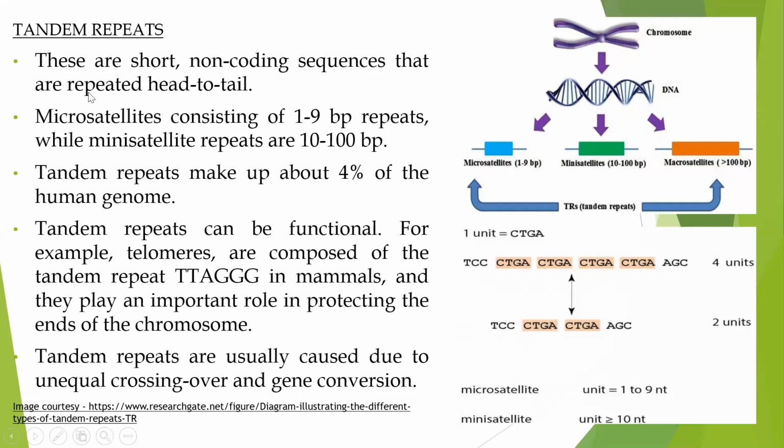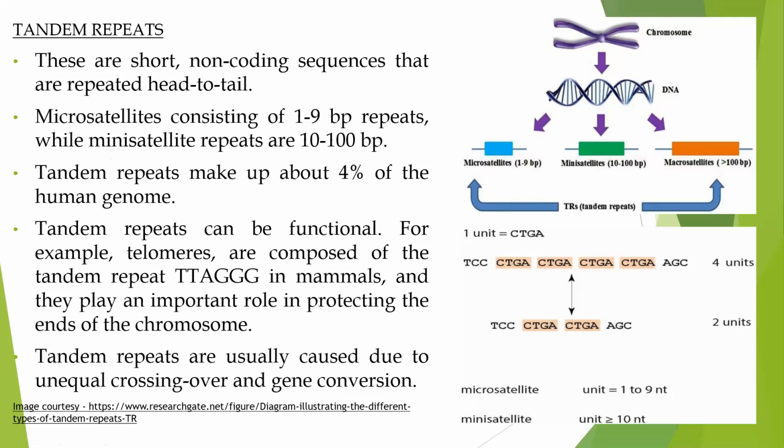It is of two types. One is called the microsatellite, and the other is called the minisatellite. What is the difference? Microsatellites have repeats of around 1 to 9 base pairs. And what about minisatellites? They have repeats of 10 to 100 base pairs. Tandem repeats make up around 40% of the human genome. And tandem repeats can be functional also.